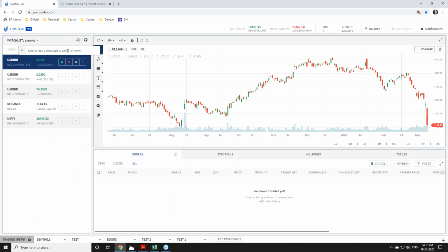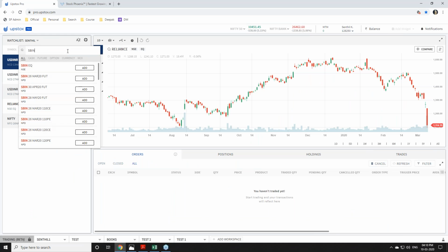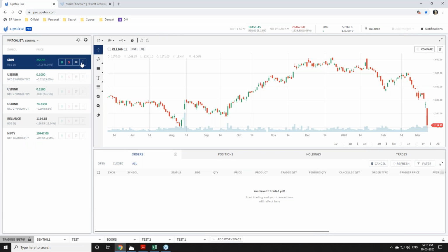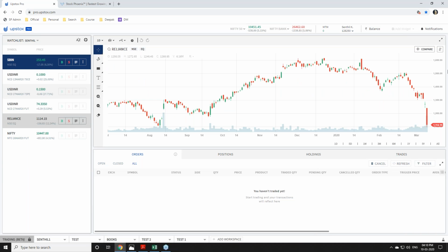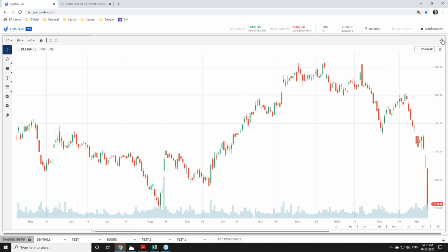You can add the script, for example, State Bank of India. You can add the script, and after that, click on the script and open a chart. So now I'm going to take a Reliance chart. Everyone knows what is SBI, State Bank of India, and Reliance. So with that, I'm going to give a small example.